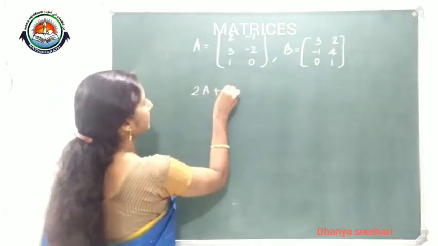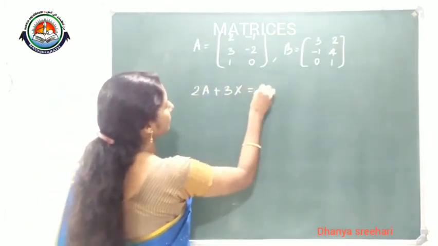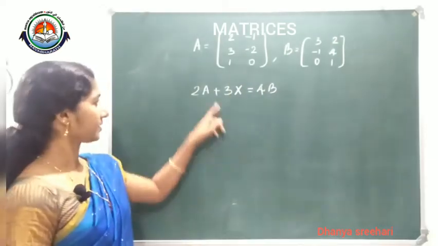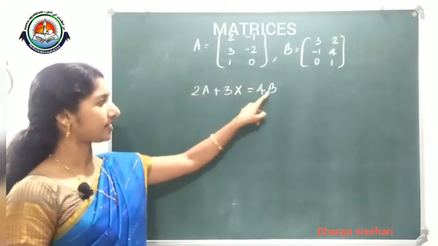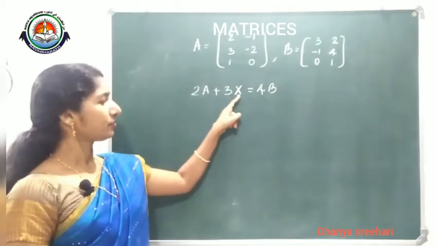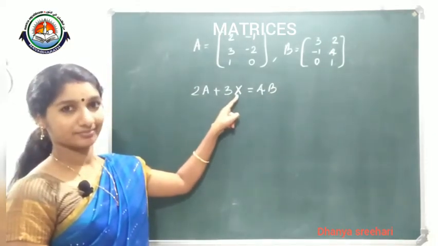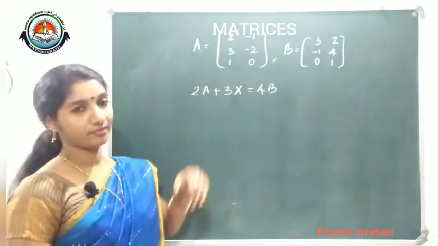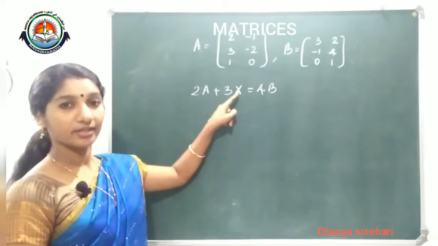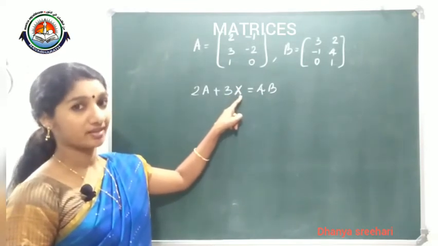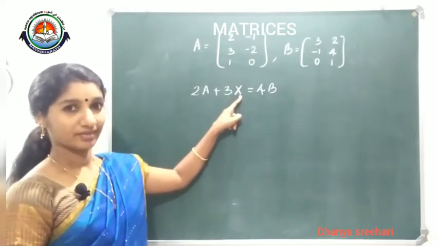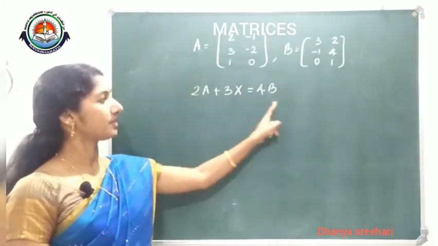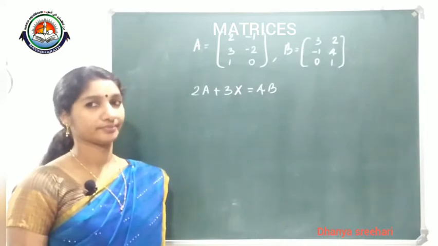2A plus 3X is equal to 4B. Find X. A is a matrix, X is a matrix, B is a matrix. We need to find this matrix X. What is A? A is given, this matrix. B is also a given matrix. X is not given, we need to calculate which matrix X is. Got the question? One relation is given, 2A plus 3X is equal to 4B.